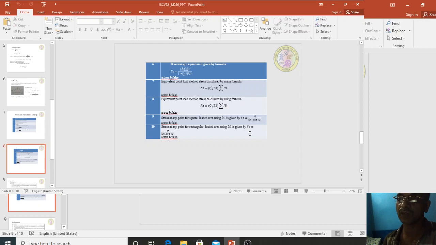Stress at any point for a rectangular loaded area by the 2:1 method is given by Q divided by B plus Z plus B plus Z. It is wrong. It is (B plus Z) into (L plus Z). Therefore, the answer is B.